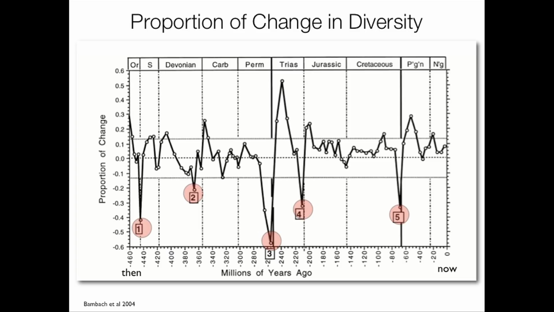We said earlier that diversity is the net result of new species being created, origination, and species becoming extinct. So it's the net sum of origination and extinction. That means that you can get an overall decrease in diversity by having a pretty normal extinction rate and just not making any new species. Okay? And that's exactly what's happening at the Triassic.